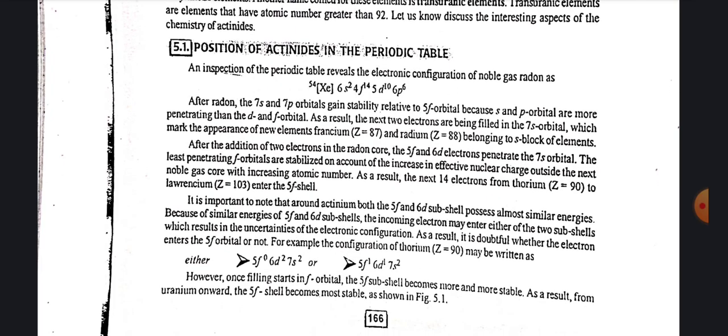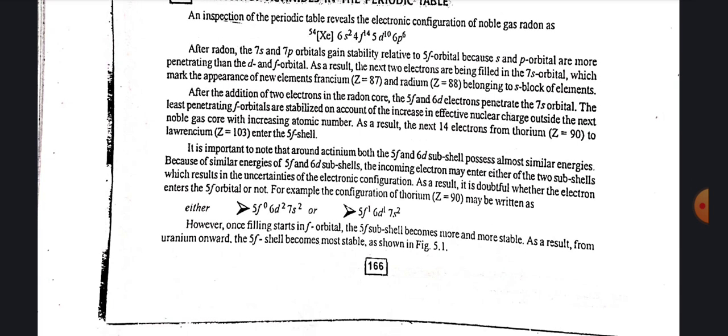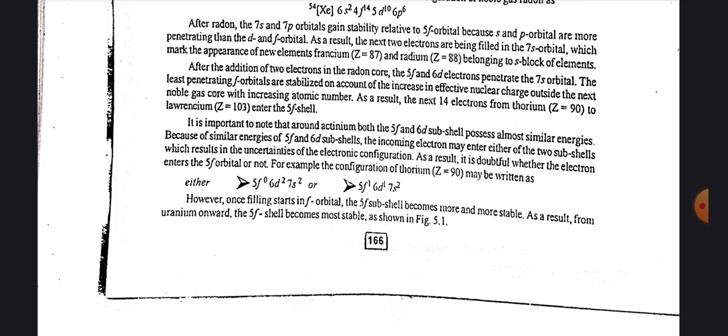Let us now discuss the interesting aspects of the chemistry of actinides. Position of actinides in the periodic table. An inspection of the periodic table reveals the electronic configuration of noble gas radon as given below. After radon, the 7s and 7p orbitals gain stability relative to 5f orbitals because s and p orbitals are more penetrating than the d and f orbitals. As a result, the next two electrons are being filled in the 7s orbital, which marks the appearance of new elements francium and radium belonging to S block of elements.